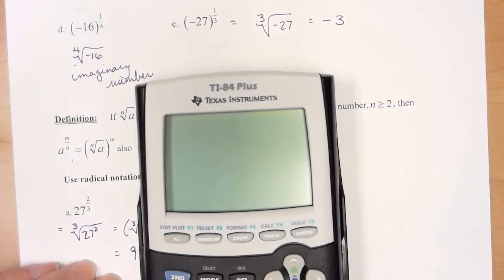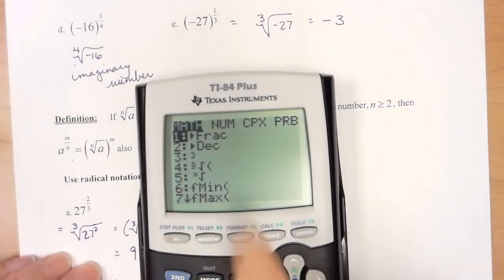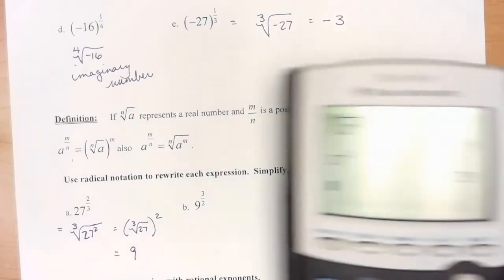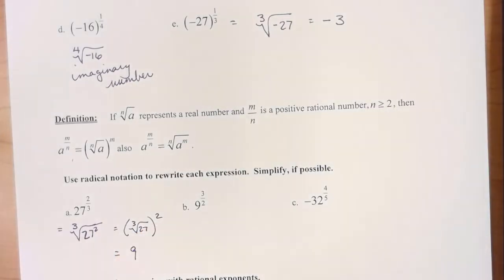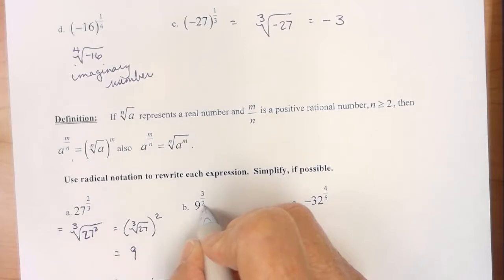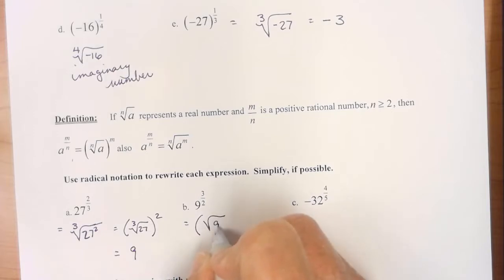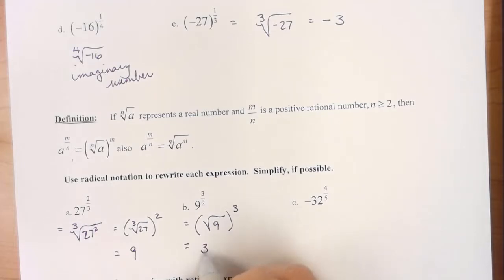Let's see. So math, I have cube root. Let me put 27 squared and ask it to find it. There it is. See, 27 squared, yeah, like I know the cube root of 729. It's just easier if you have the exponent on the outside to work the problem. A 2 in the denominator automatically means square root. So let me put parentheses, square root of 9 raised to the 3rd. Square root of 9 is 3 raised to the 3rd. That would be 27.